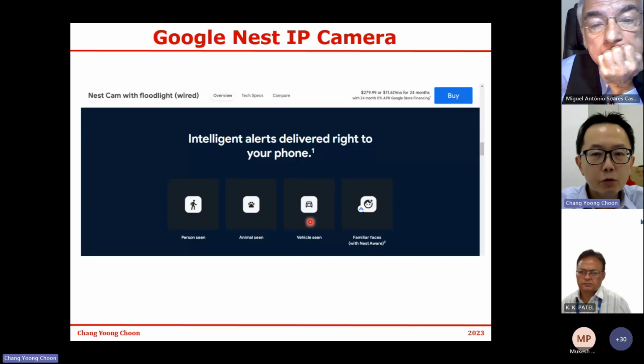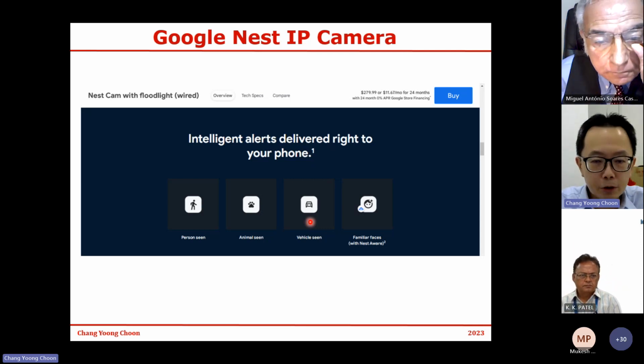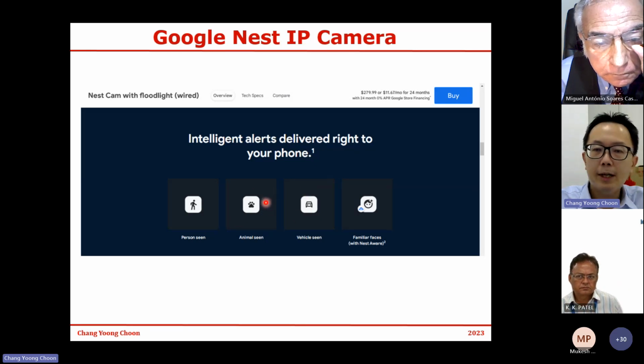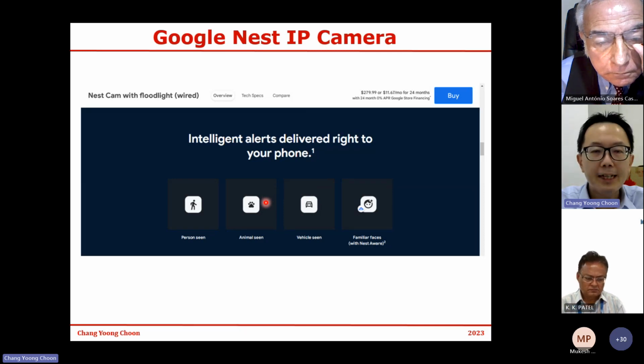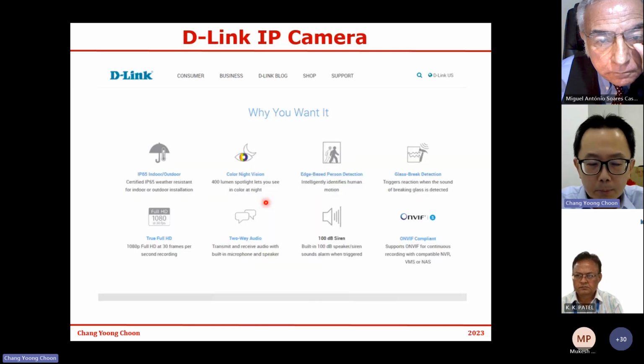So the Google Nest IP camera has human detection. They even have vehicle and animal detection. But as you probably know, the Google one is very expensive. The D-Link one has more.